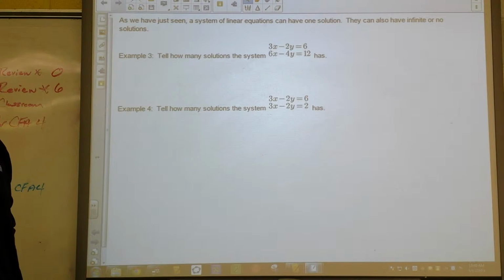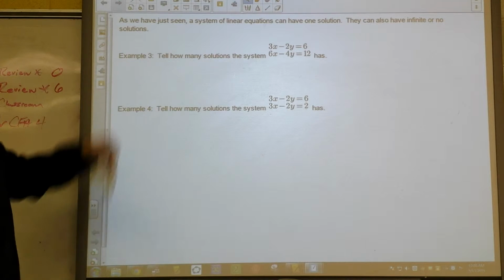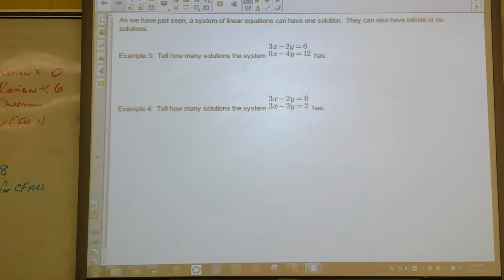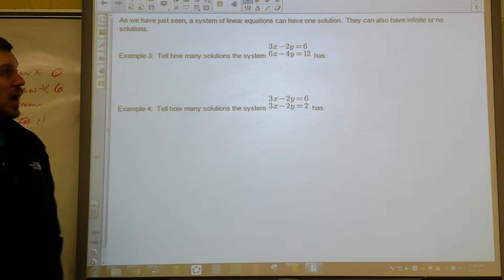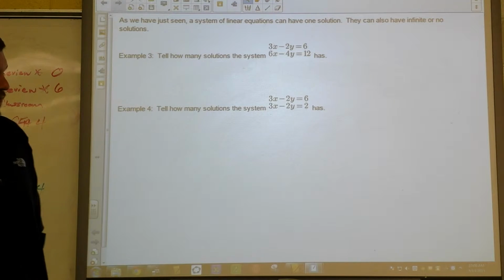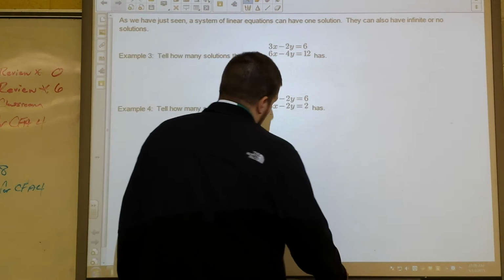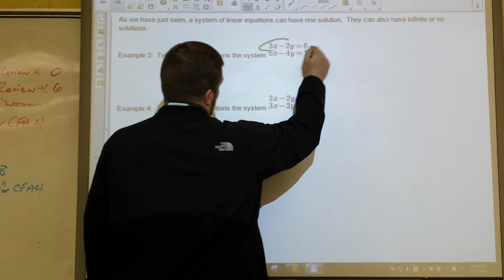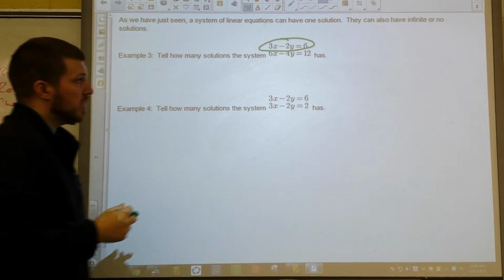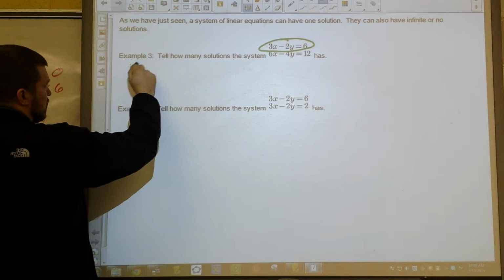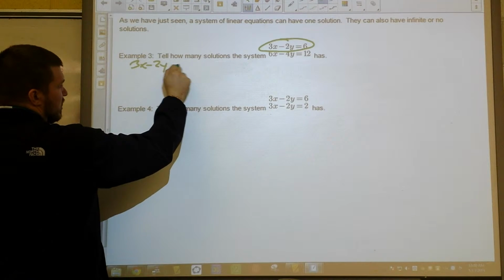So we want to know how many solutions in example 3 each of these systems have. So example 3 and example 4, that's what we're trying to do. I want to do this by graphing because we don't know any other method yet. Again, I need to do some scratch work. So top equation is going to be in green. I'm going to get it by itself. I have 3x minus 2y equals 6.